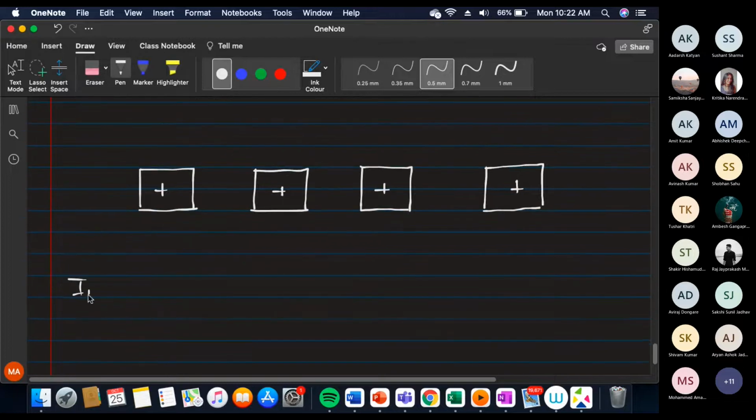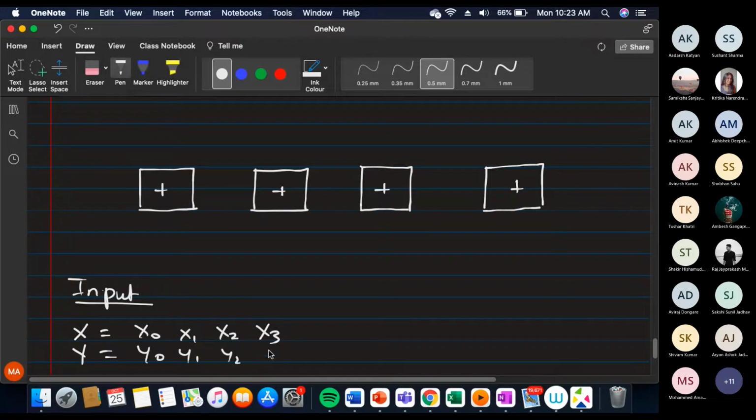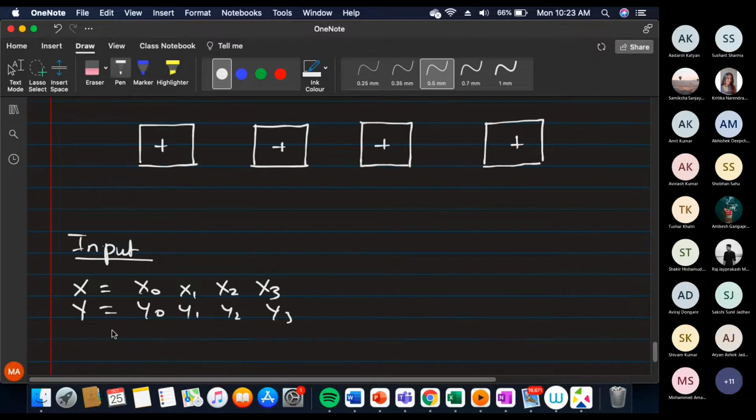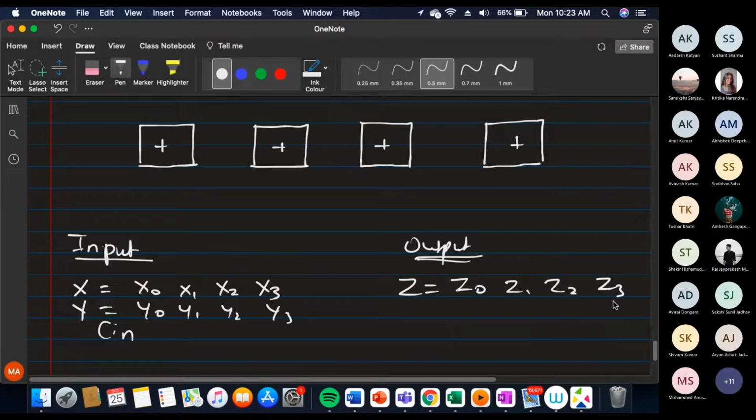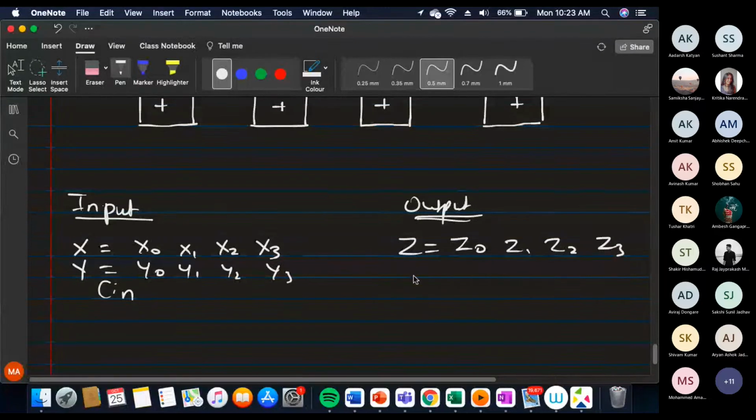I'll just note down the inputs. The input which is given is x, y. In x we have x0, x1, x2 and x3, and in y we have y0, y1, y2 and y3. Apart from that, we have another input which is called cin. And the output is the sum, which is z. z can be z0, z1, z2 and z3. It will be a 4 bit output because the inputs were 4 bit. Along with that we have C out, which is the carry out. So this is what you have as input and output.